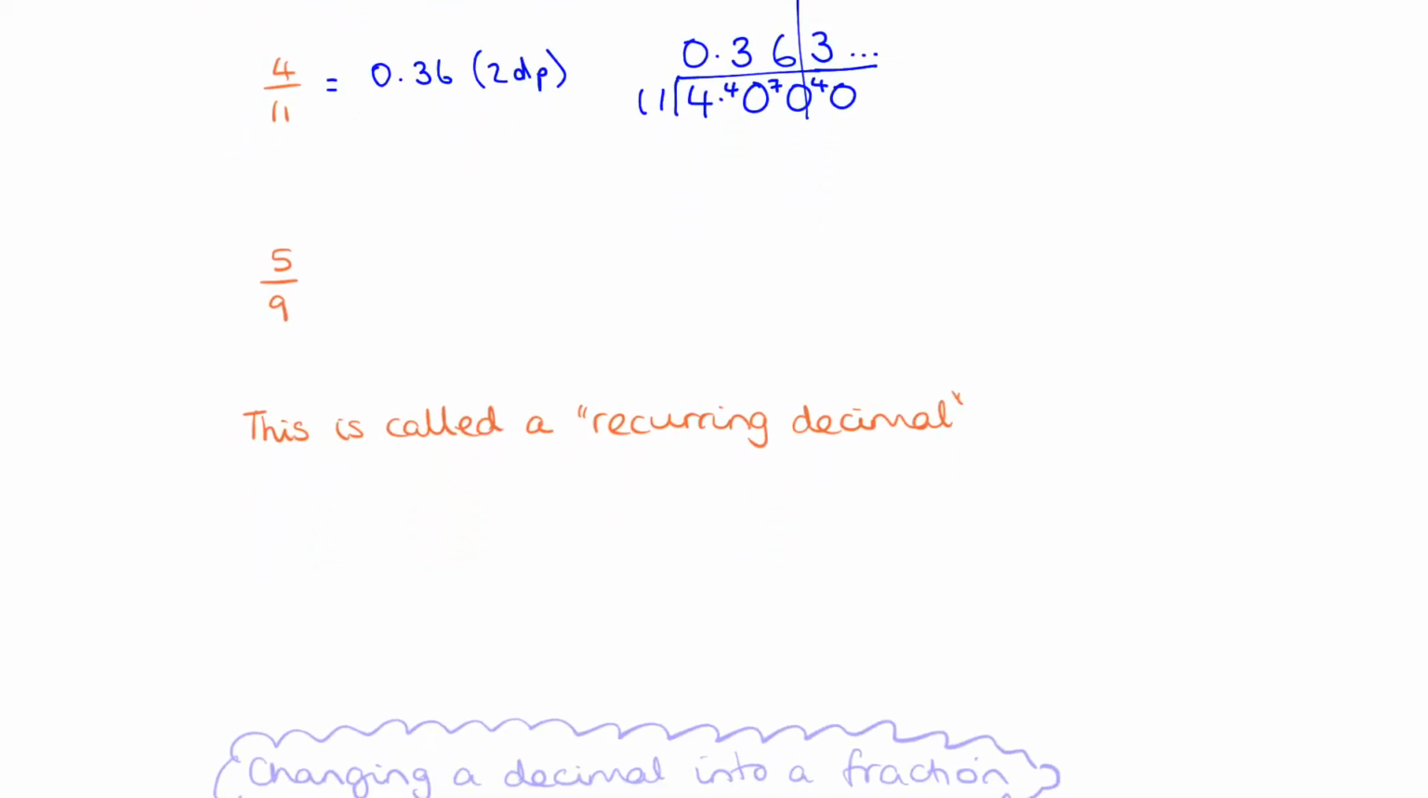And then 5 ninths, so we'll do 5 divided by 9. Remember, if you've got a fraction that's less than a whole one, you're always putting the bigger number on the outside of the divide. So 9 into 5 goes no times, with 5 left over.